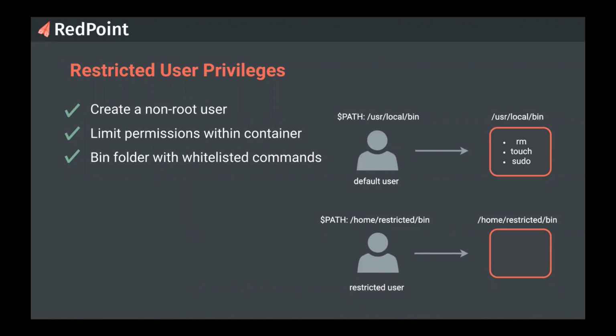So first we made sure that that Docker user is a non-root user. Then we limit some other permissions, make sure that they can't do things like alter their bash profile. And finally, we created a custom folder for the system binaries that user will use. And inside that folder, we're able to whitelist the commands that we want them to have access to and restrict any access to harmful commands.